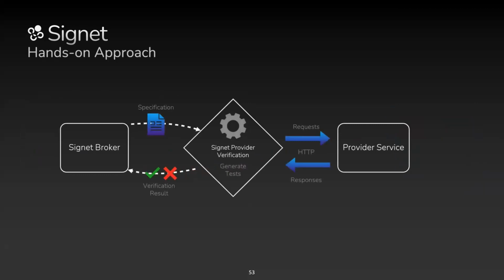Signet offers a hands-on language-agnostic approach to test the provider. First, we pull the latest spec from the broker, which prevents specification drift. Then we send a request to the provider for each request in the specification. The test is successful if all the provider responses match with the spec. And finally, we publish the verification results to the broker.